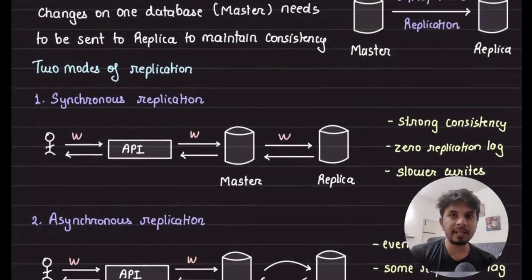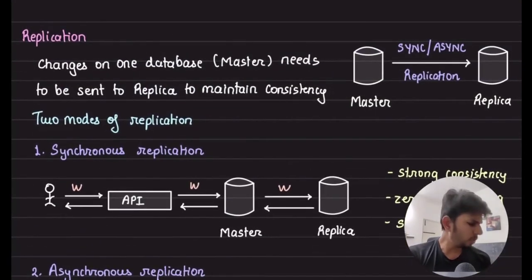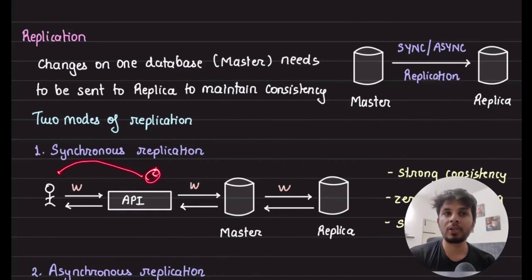In synchronous replication, when your write comes to your API server, your API server makes the write to the database. Now the write has happened on the database. Here in synchronous replication, the writes from the master go to the replica, right? So either your master makes a call to the replica or the API server makes a call to the replica, irrespective.